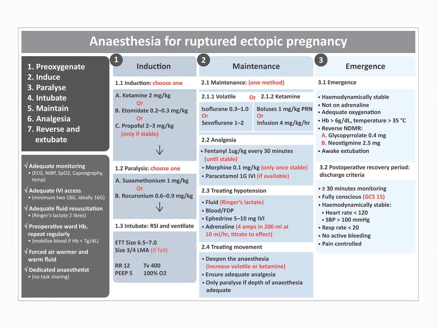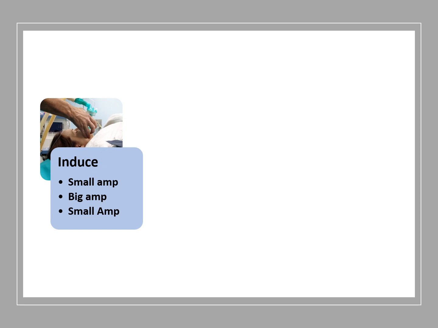And what I want to make the point to you is that when you're doing an anesthetic, it's actually a fairly simple recipe. You induce, and the old adage, which is small amp, big amp, small amp: people are thinking about opioid, so fentanyl, big amp, induction agent, small amp, muscle relaxant. So you give those, that's how you go to sleep.